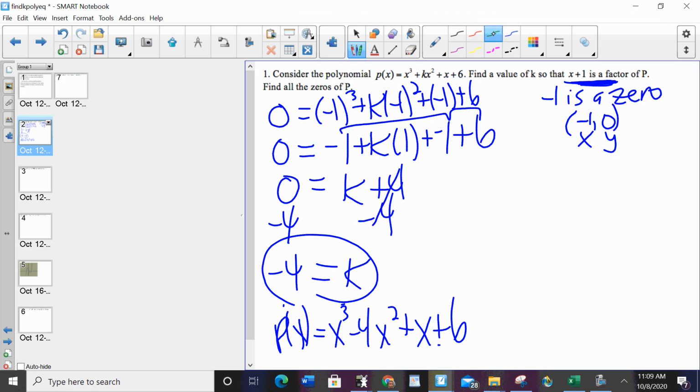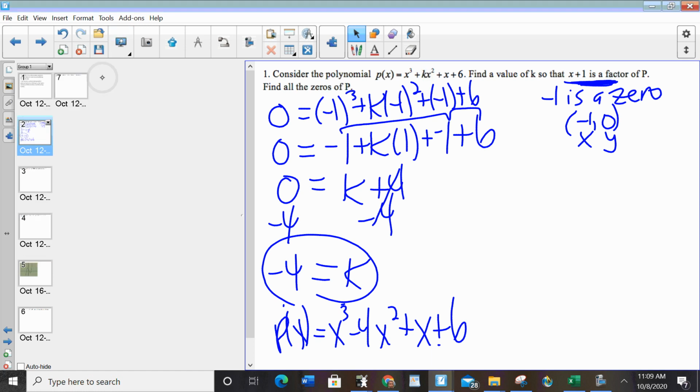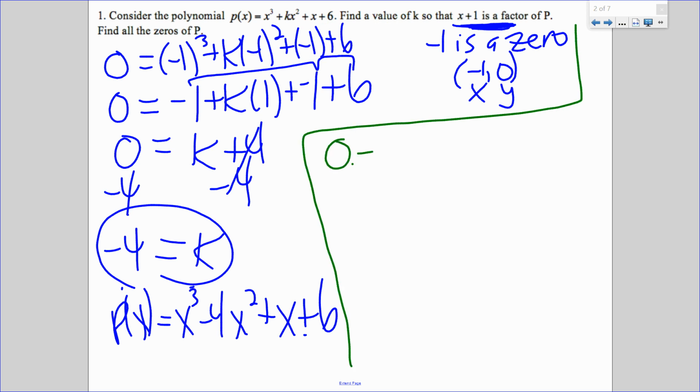Let's go green for the next part of the question. Now it wants me to find all the zeros. So to find the zeros algebraically, I'm setting the equation equal to 0. Now normally I would say to factor this, however this thing doesn't factor. But since I know that x plus 1 is a factor, what I need to do is divide that factor out. How do I divide? Synthetic division.